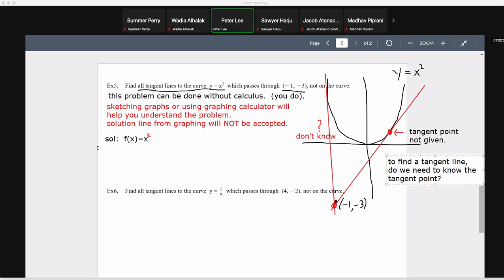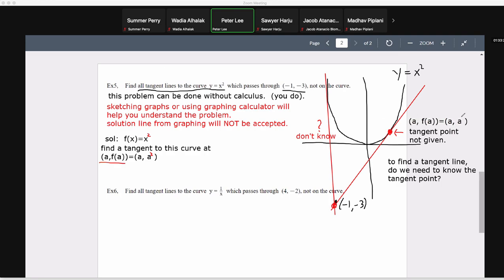This is what we do. Find a tangent line to this curve. F at A, comma F of A, which is actually equal to, in this case, A comma A squared. Since the tangent point is not given here, we make it fictitious. We make an artificial point here, and we call it A comma F of A. And this A will now be a parameter. That would be A comma A squared.